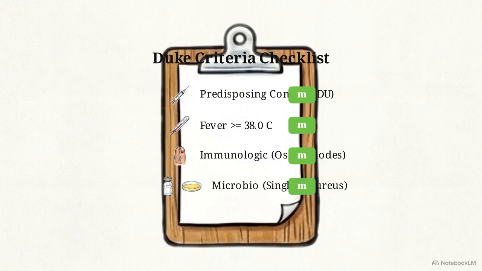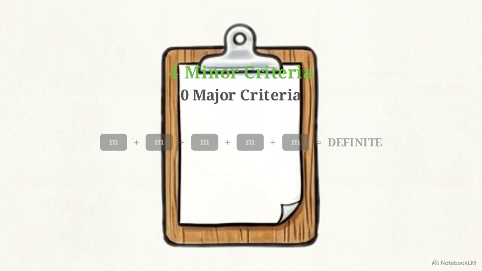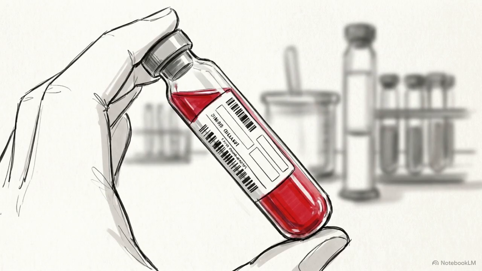Tallying the checklist, we have exactly 4 minor criteria and 0 major criteria. Recall the formula. A definite diagnosis requires 5 minor criteria. With only 4, this patient strictly meets the threshold for possible endocarditis. This changes the clinical management, illustrating why paying strict attention to blood culture volume and timing is vital.